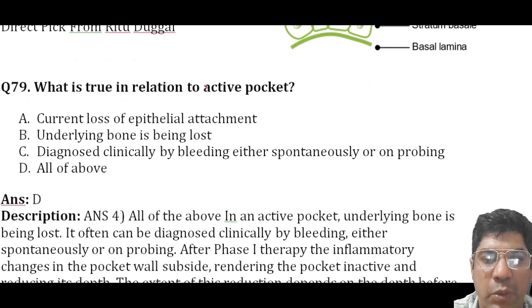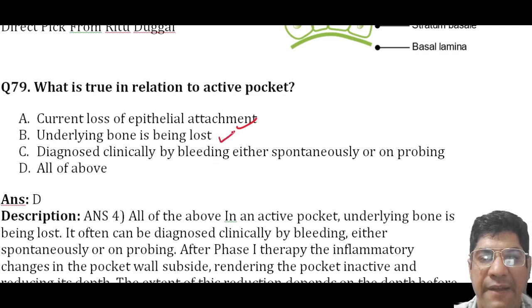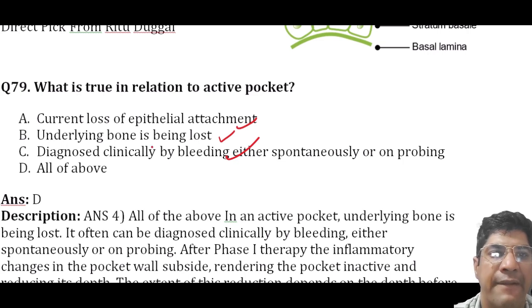What is true in relation to the active pocket? An active pocket is associated with current loss of epithelial attachment. That is a sign of ongoing periodontal disease. In an active pocket, the bone is being lost due to progression of the periodontal disease. Active pockets are often diagnosed clinically by presence of bleeding, either spontaneously or on probing. So this bleeding would indicate inflammation and ongoing disease activity. So all of the statements are true in relation to the active pocket.